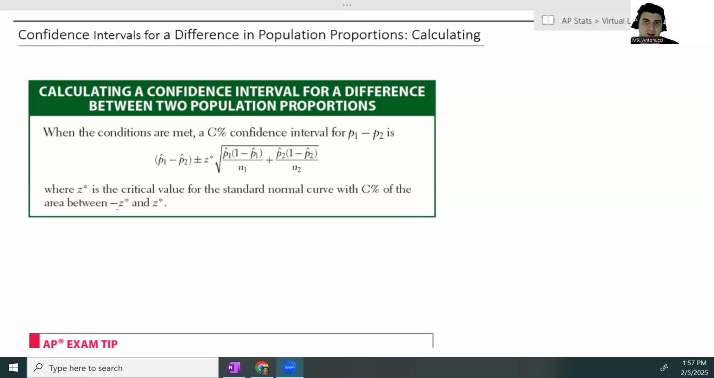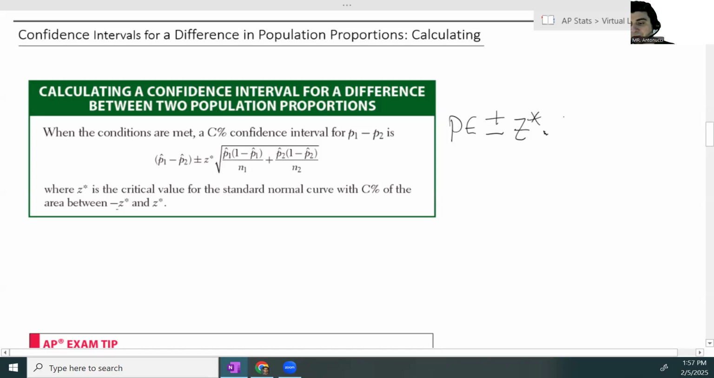All right, guys, Mr. Antonucci here, and in this second video, we want to talk about how to calculate a confidence interval for a difference of two proportions. So when the conditions are met, we can use our familiar formula to calculate a confidence interval. And remember, the general formula is your point estimate plus or minus your Z star critical value times the standard error or the margin of error, depending on which situation we're working in.